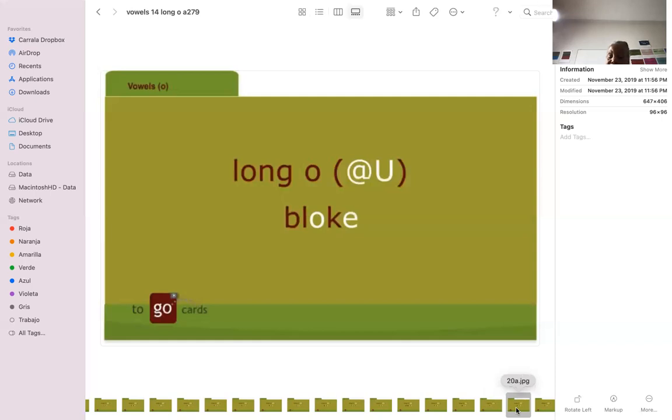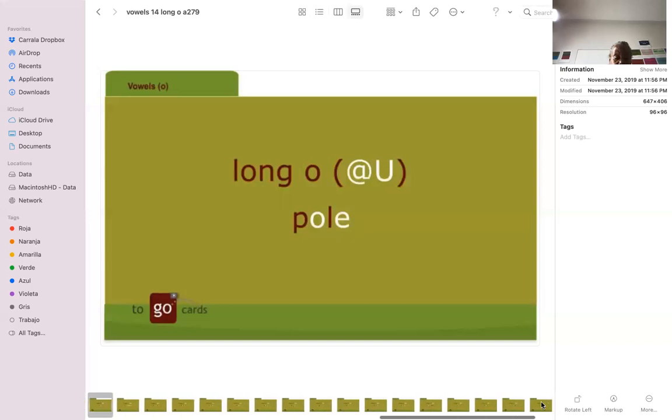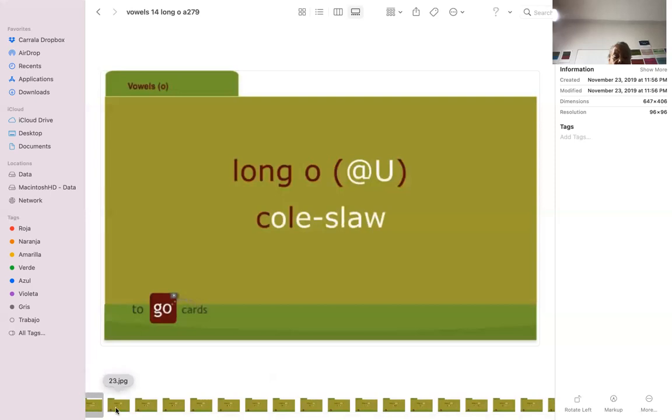Bloke, British English. We don't say bloke. I understand it. It's like a man, like a guy, that bloke over there. Pole, a light pole, for example. Going a little bit long, so I don't know if I'm just going to do them now. Coleslaw, it's like a salad that you eat. Moses, name. Dope, the kids use the word dope today that means it's good, but dope is usually medicine or a medication, like a dope addict. Joe, G.I. Joe.